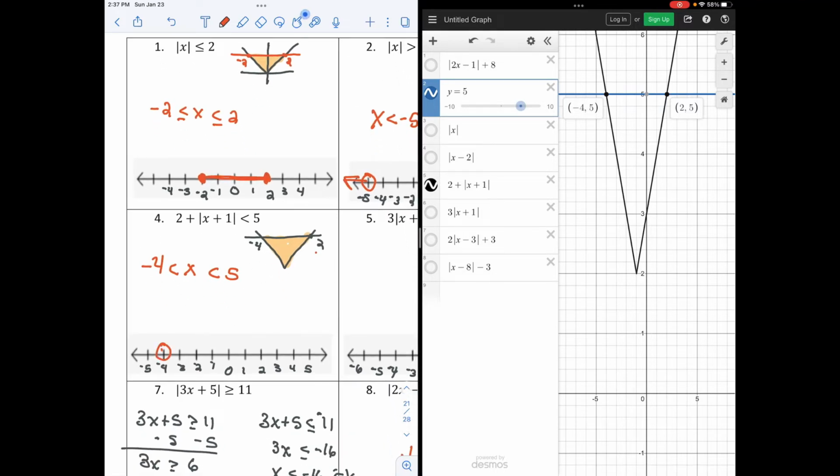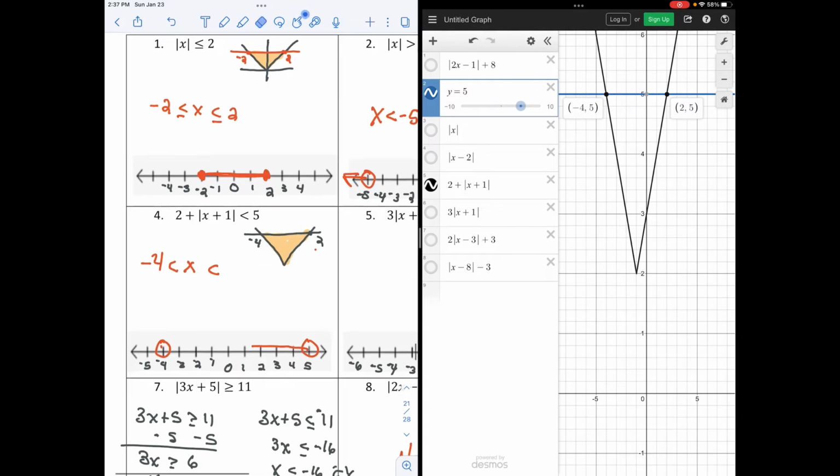And if it's less than, we graph in between. So we put an open circle on -4, an open circle on 5, and we graph in between. I'm sorry, that's not 5, it's 2. Let me just look again, and I have it written there. So that should be 2 and shaded in between.